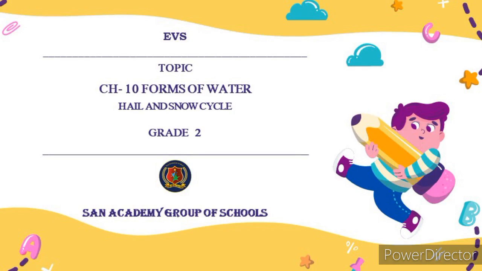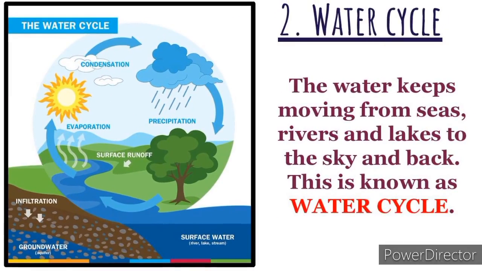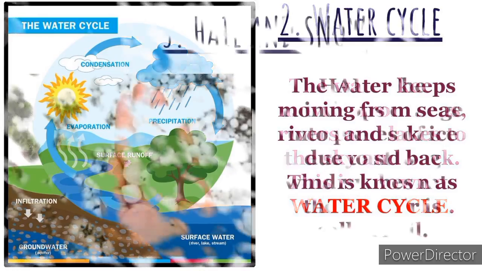What did we learn in the previous class? We learned about the water cycle. The water keeps moving from seas, rivers and lakes to the sky and coming back to the same place. This is known as the water cycle. Because of evaporation, condensation and precipitation, this water cycle is happening. That's what we learned in the previous class, isn't it?